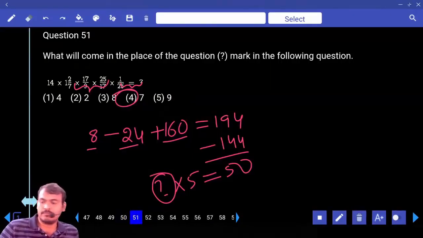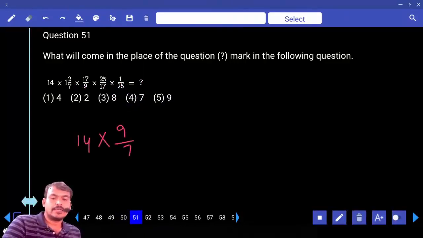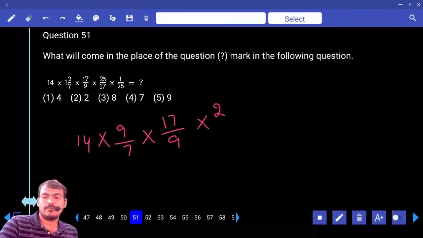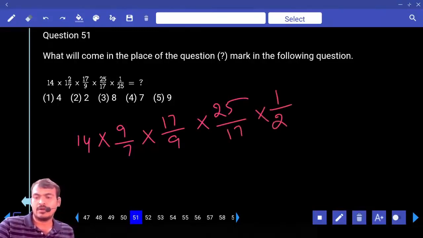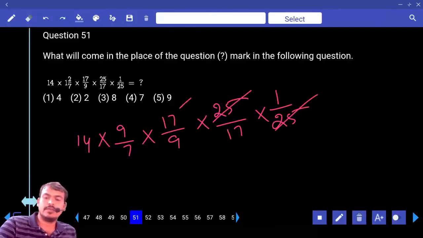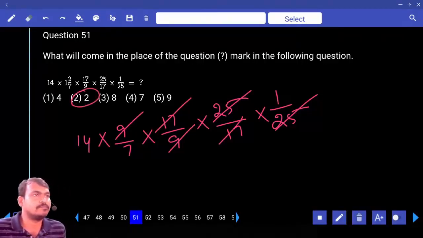Next, 51. First one is 14. Second one 9 by 7, or not. Next one 17 by 9 into 25 by 17 into how much value? 1 by 25, or not. 25 and 25 cancel, 17 and 17 cancel, 9 and 9 also cancel. 14 by 7 is how much? 2, or not.